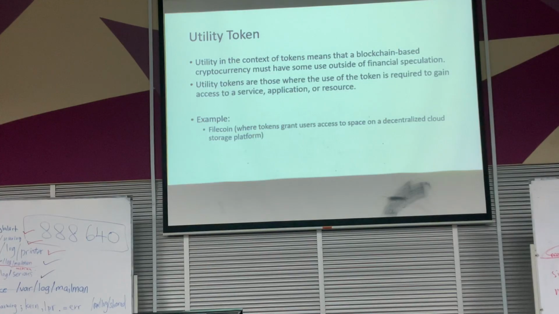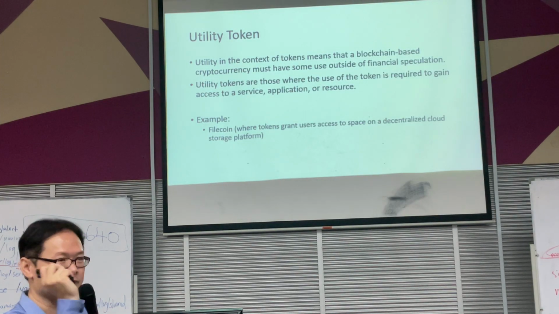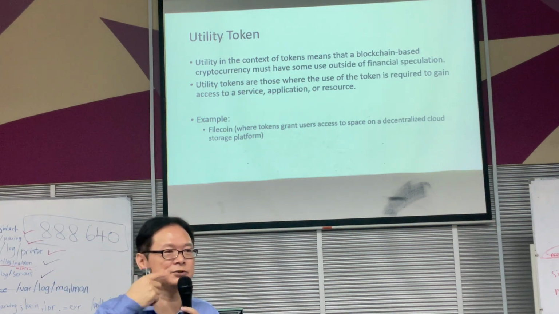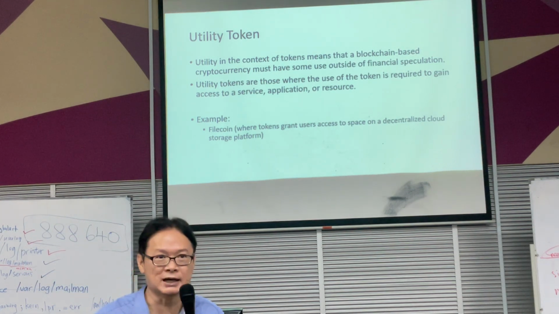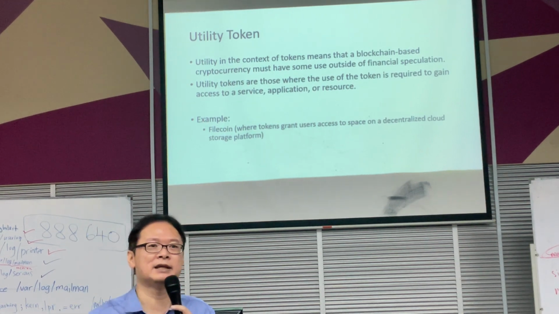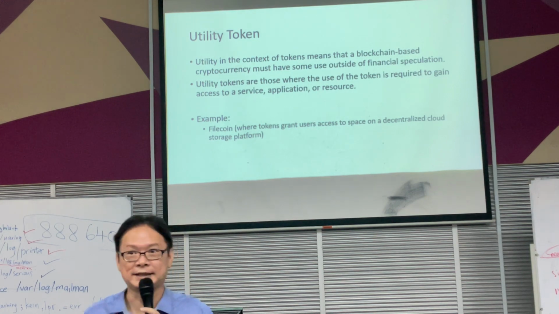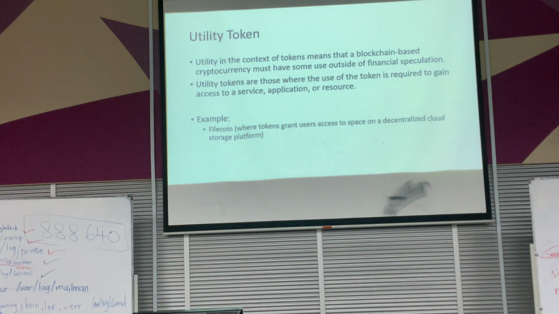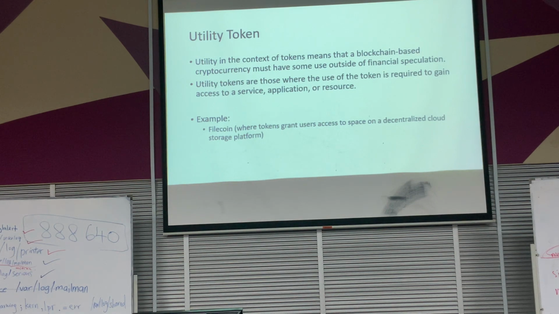Just like you're playing a game: you want to play a certain game, you need to have a token. If you are using that token for this kind of purpose, for accessing certain resources and so on, then it is considered a utility token, because you want to utilize it. For example, Filecoin is an example of a utility token. With this token, you can get access to space on this decentralized cloud storage platform. So this token is called a utility token.